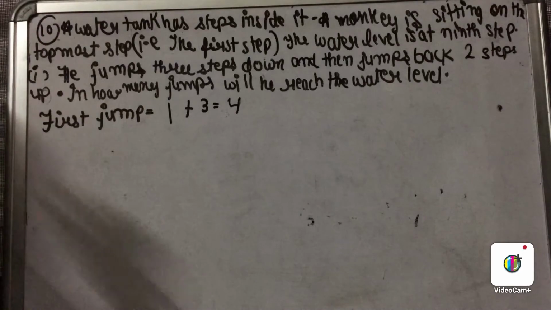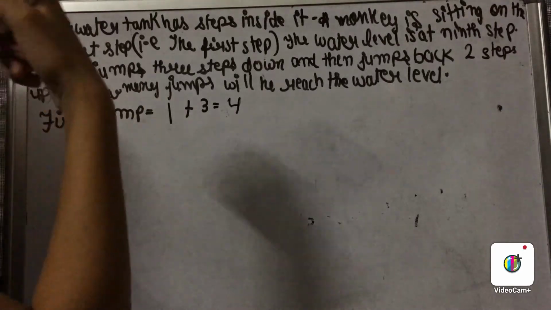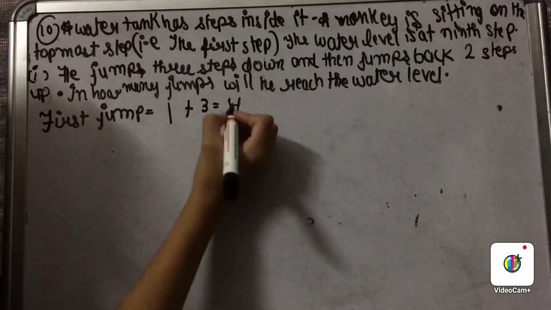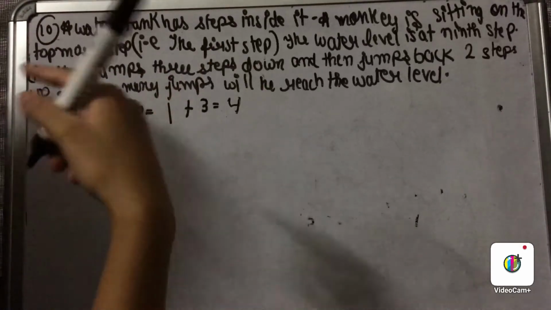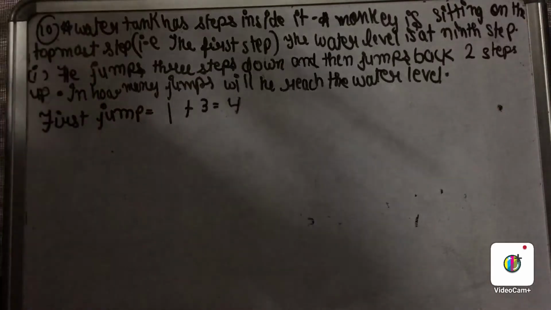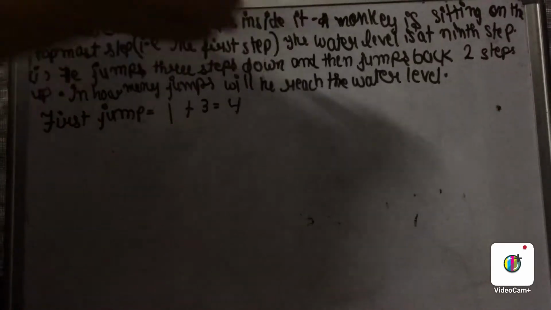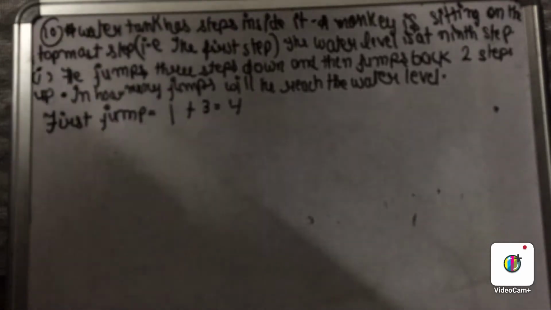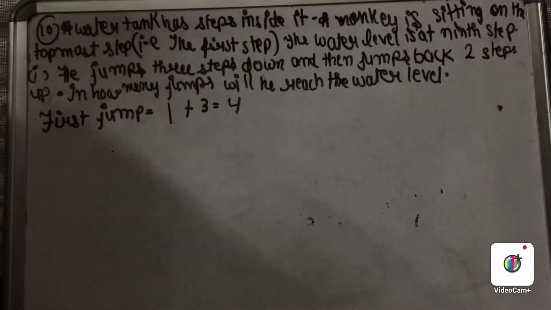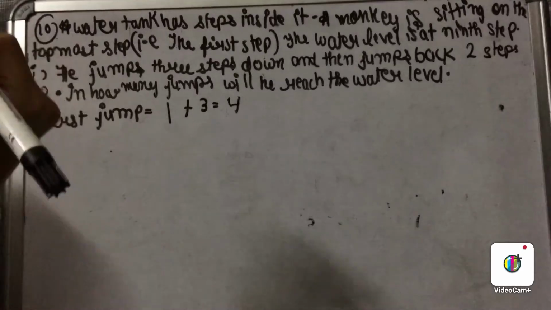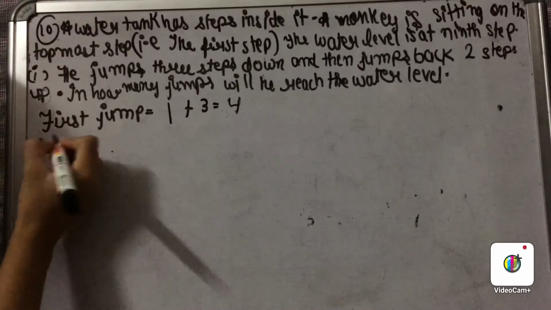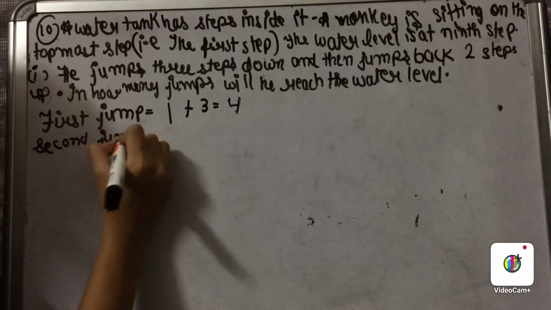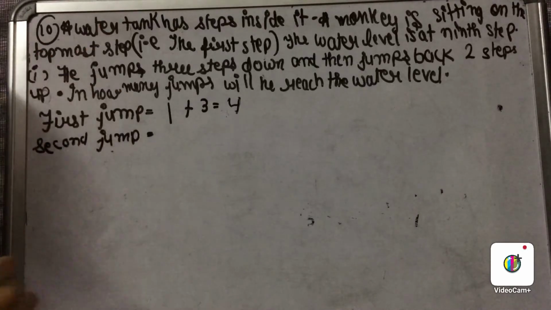Now you have to just keep in mind that you have to plus 3 and minus 2, plus 3 and minus 2, until this number is 9, because you want to reach the 9th step. Actually, not you, the monkey wants to reach the 9th step. He is very thirsty. It was our first jump. So now let us move to our second jump.